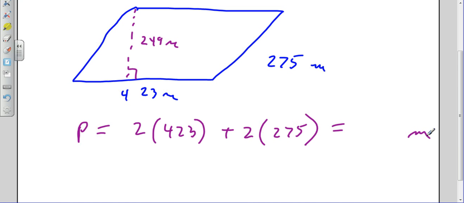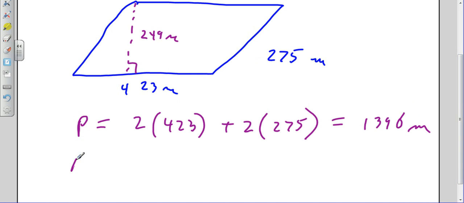And I'll put that in my calculator real quick. 2 times 423 plus 2 times 275, and I come up with 1390 meters, 96 meters. And then we could ask ourselves, how many significant digits are there in the problem? But that would not be a relevant question because we know these things to a meter, so the accuracy would get us down to a meter.